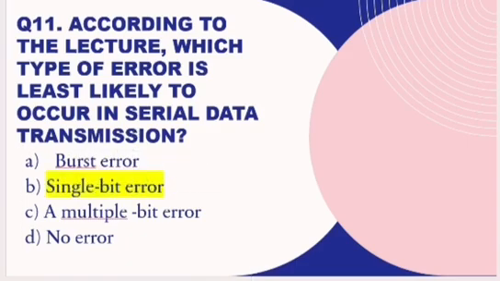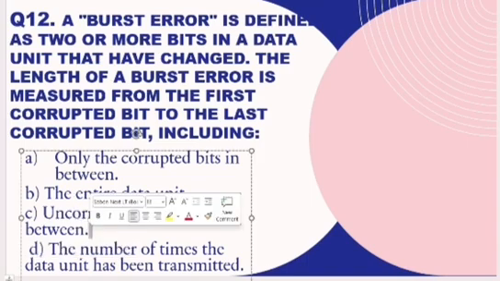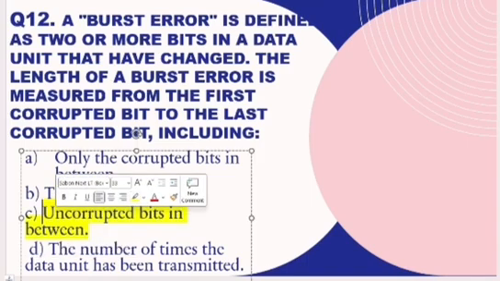Moving on to the next question, which is question number 12. A burst error is defined as two or more bits in a data unit that have changed. The length of a burst error is measured from the first corrupted bit to the last corrupted bit, including... Options are option A, only the corrupted bits in between. Option B, the entire data unit. Option C, uncorrupted bits in between. Option D, the number of times the data unit has been transmitted. I hope you all have paused the video and guessed the answer right. So the correct answer for this question is option C, uncorrupted bits in between.